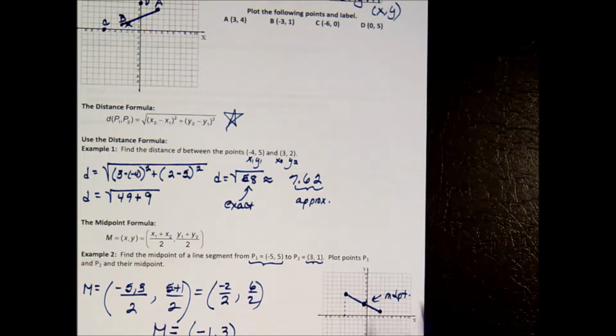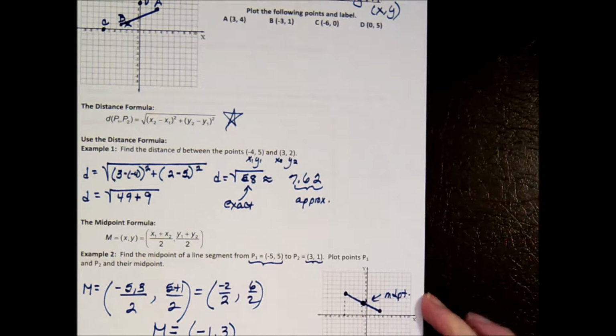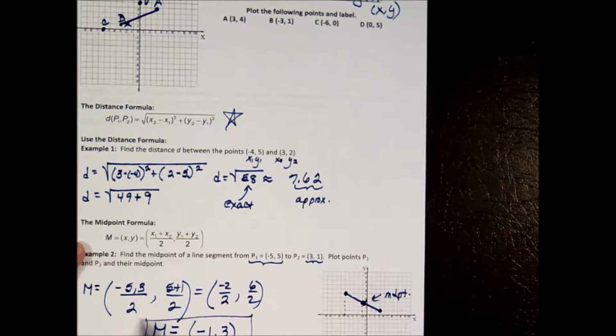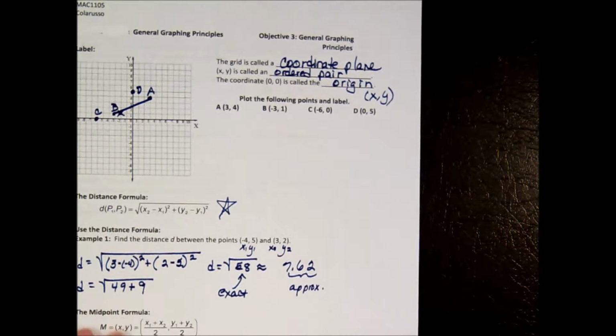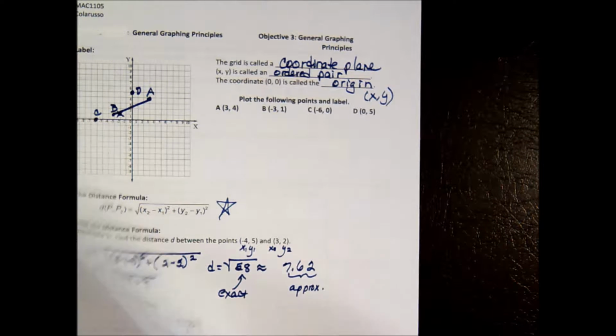Now let's see if that makes sense. Negative 1, 1, 2, 3. Yes, it does. That's a point on my line, and I can see that it makes sense. So midpoint is an average of your x's and an average of your y's for your endpoints.